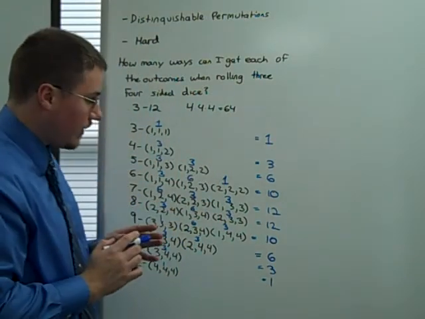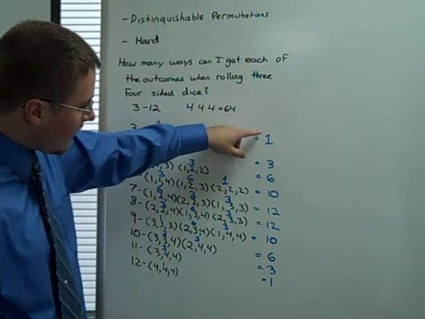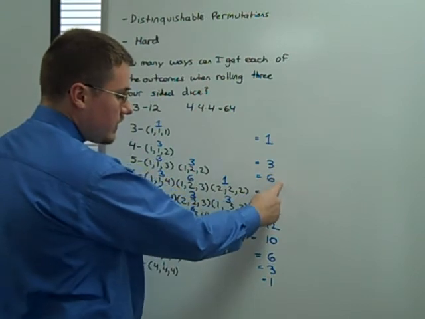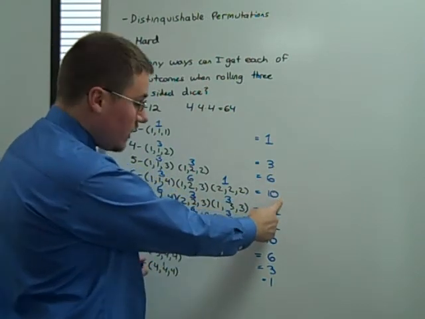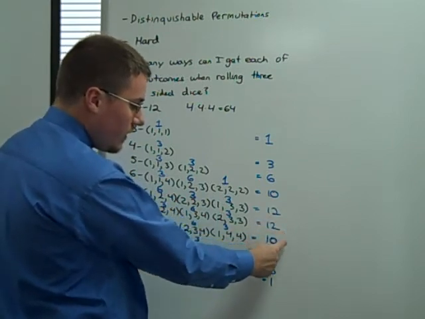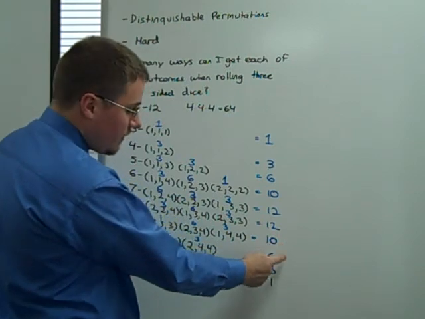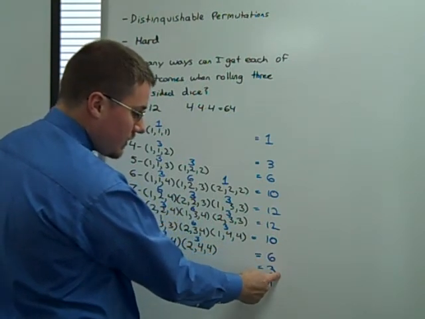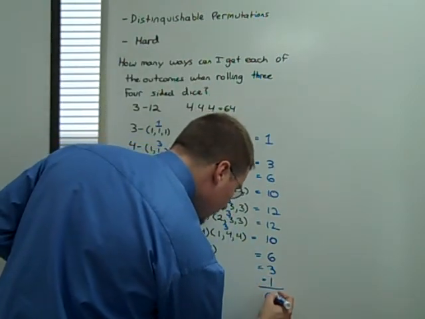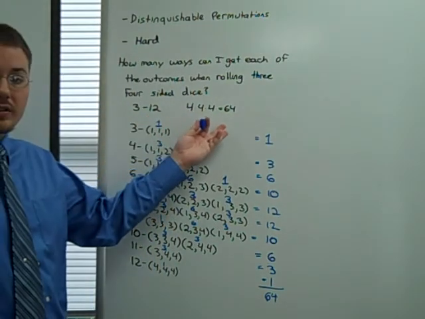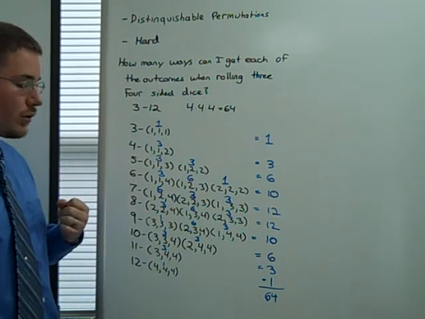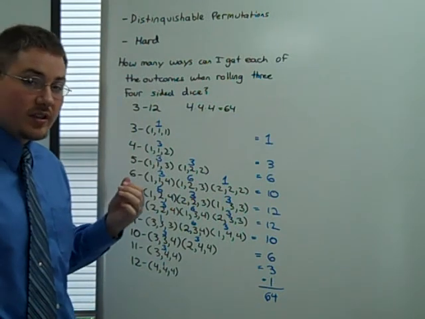Now, if I did this all right, and there is a way to check, I have to add all these numbers up, and that's actually not that bad. 1 and 3 is 4, 4 and 6 is 10, 10 and 10 is 20, 20 and 12 is 32, 32 and 12 is 44, 44 and 10 is 54, 54 and 6 is 60, 60 plus 3 plus 1 is 64. So all of this adds up to 64, as we knew it should. So, this is how you create a distribution for rolling dice, which will come in handy when we start talking about probability.